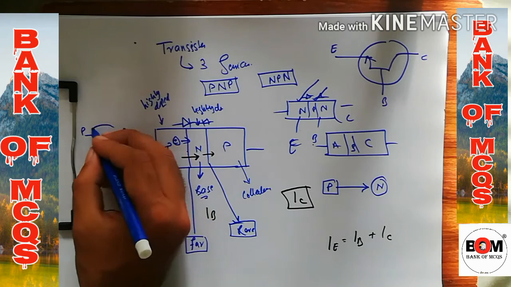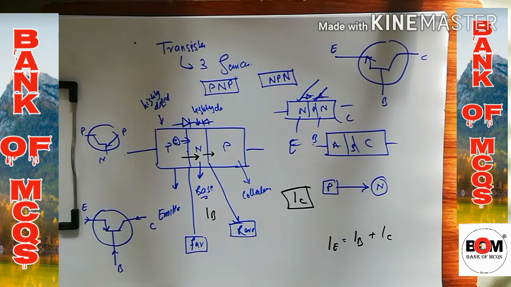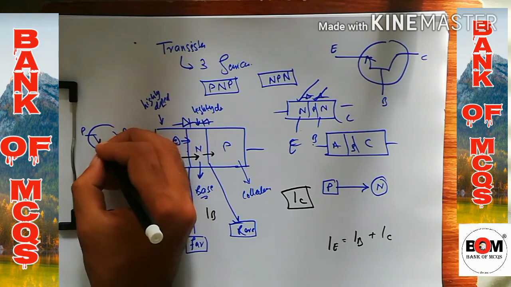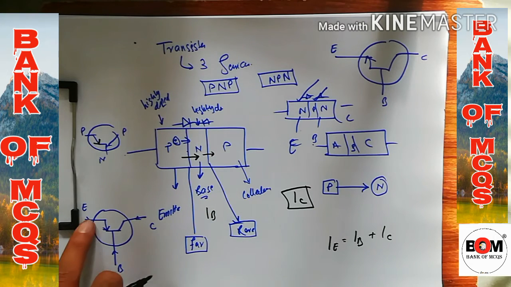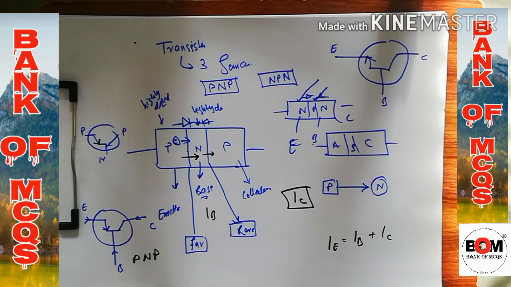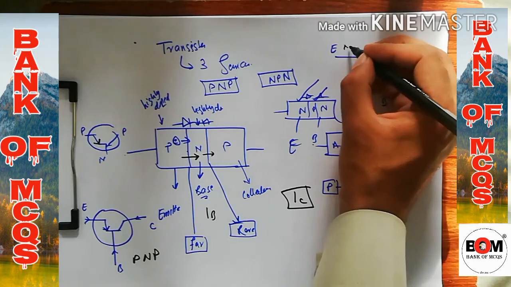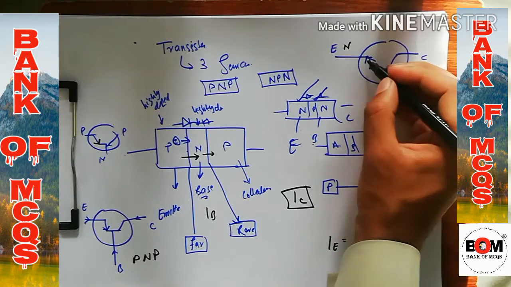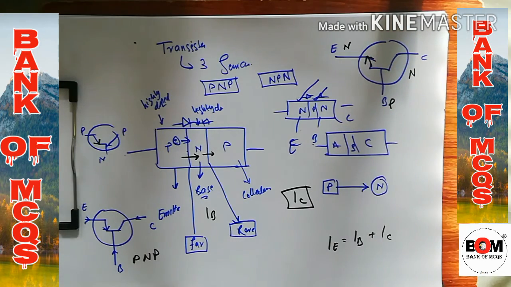This is PNP, so the arrow is from P to N. This is called PNP because the arrow goes from emitter to base, so if this is N and this is E, we can call it PNP. And this is NPN, because the arrow is always towards N. So this is the trick to remember: the arrow is towards N always.